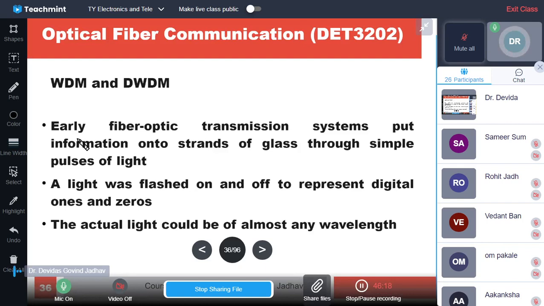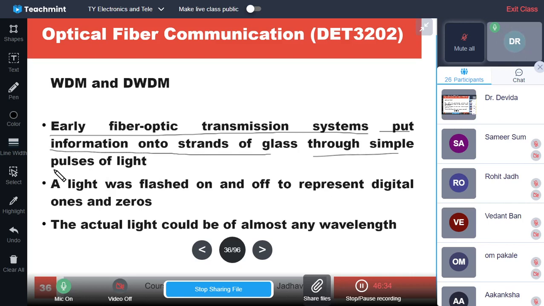In early fiber optic transmission, as we have discussed, we have taken the example of the early fiber transmission system, which sent information onto strands of glass through simple pulses of light. So there is a glass strand, that is the optical fiber, and we send pulses of ones. 1 is sent, 0 is sent, 1 is sent. Okay, so this is 1, this is 0, this is 1, and so on.